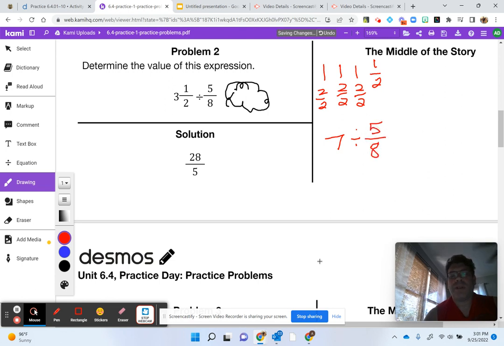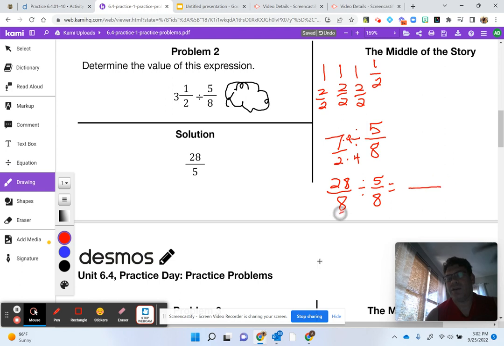And then one thing we talked about is finding a common denominator. And we said, hey, if I multiply that by 4 and that by 4, we have a common denominator of 8. So we're going to get 28 over 8. And we're going to divide that by 5 over 8. And then ask ourselves, well, why is this important?